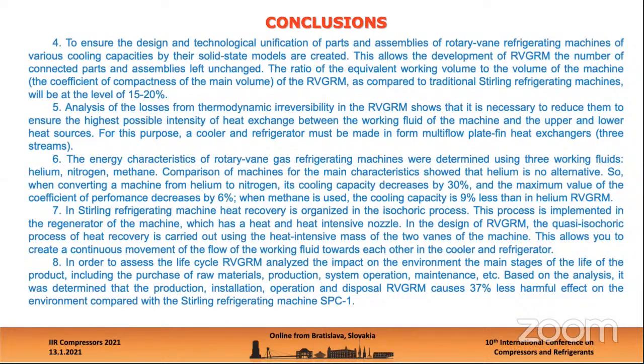So, when converting a machine from helium to nitrogen, its cooling capacity decreases by 30%, and the maximum value of the coefficient of performance decreases by 6%. When methane is used, the cooling capacity is 9% less than in the helium rear arm.